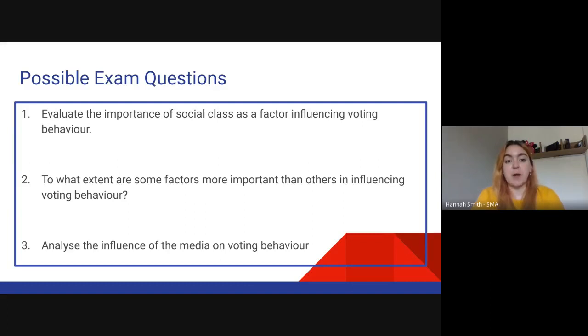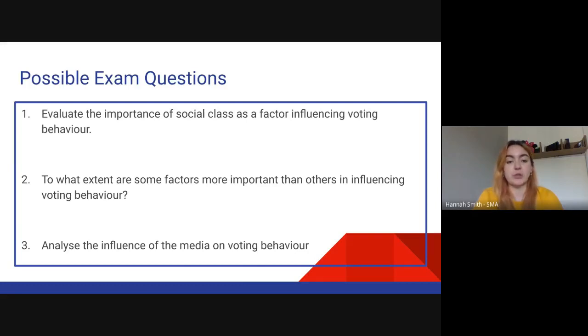Exam questions that can come up. Evaluate the importance of social class as a factor influencing voting behaviour. Basically, that would be a 12 marker asking, how does your social class impact how you vote? Does it or does it not? The second one, to what extent are some factors more important than others? That is a 20 mark question.